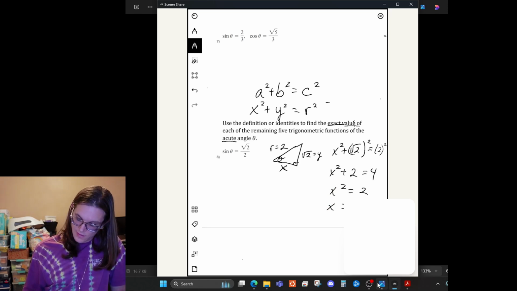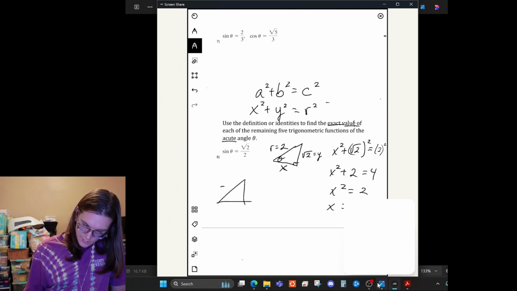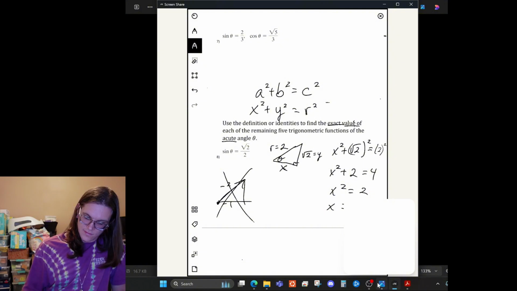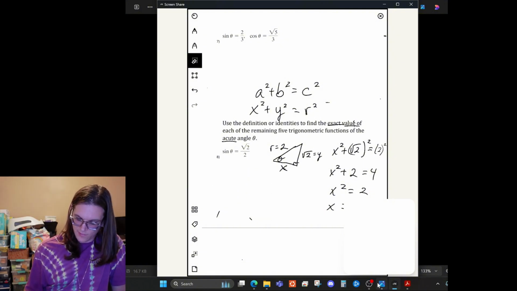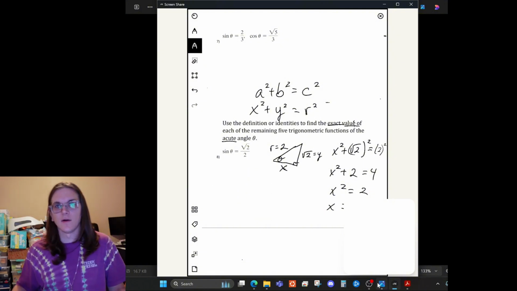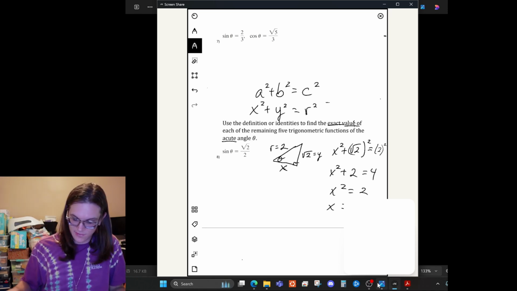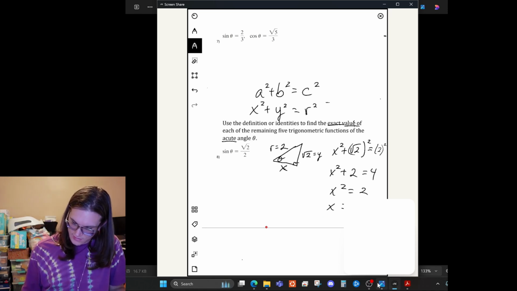But remember, on a triangle, a negative number doesn't really make sense because it's a shape. You're measuring a shape. Where do you get off saying, oh, it's a negative distance from here to here on the shape? You can't. So x is root 2 then.